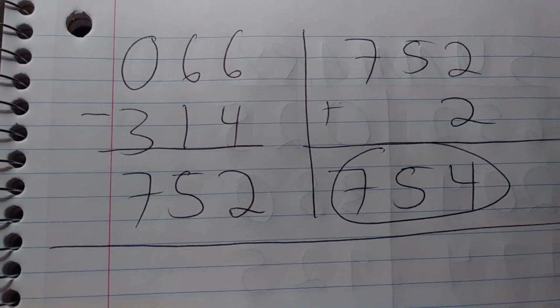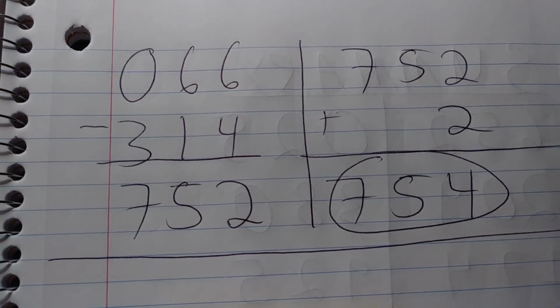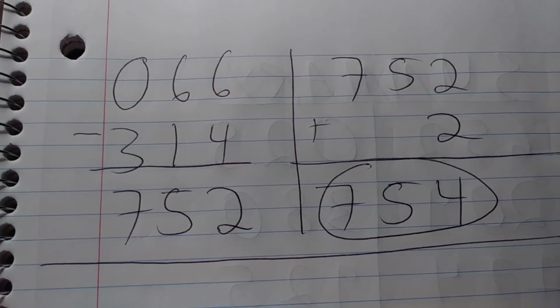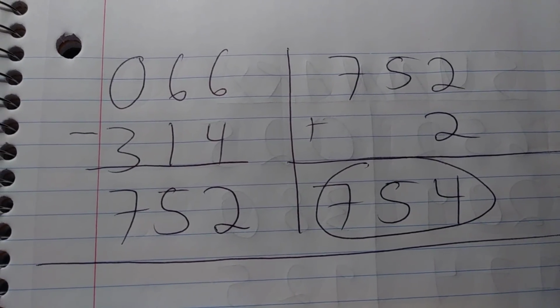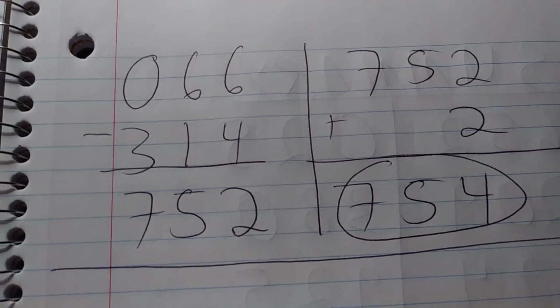And then 066 minus 314, so 6 minus 4 is 2, 6 minus 1 is 5, and then 10 minus 3 is 7, so 752. And then 752 plus 2 is 754. So again, I know I had to rush a little bit on this, but that's pretty much it.